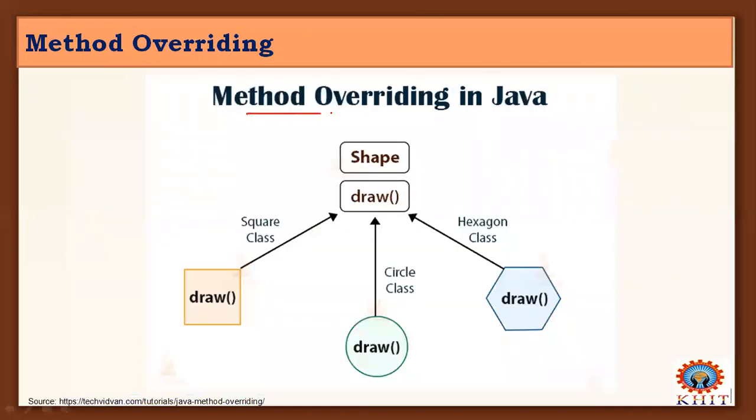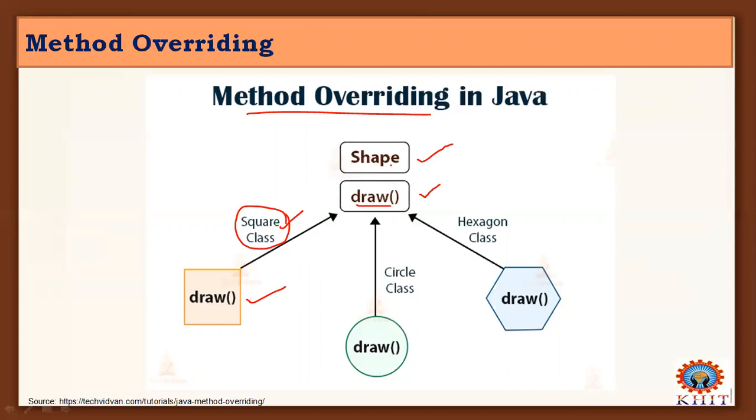Coming to one example for method overriding in Java, there is one class called the Shape class, and this Shape class has one method called draw. The Shape class properties can be extended to the Square class, and inside this Square class it may have a method called draw, with the same name as the parent class Shape. This is the process of method overriding.